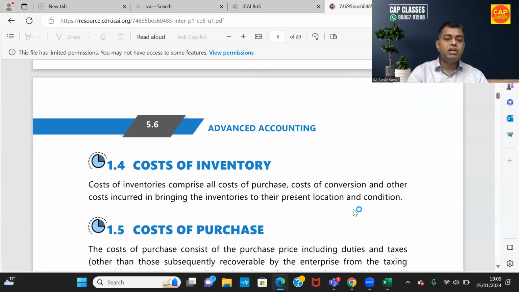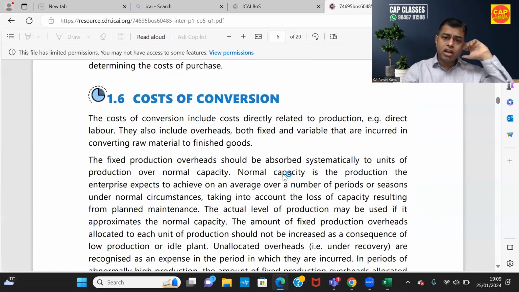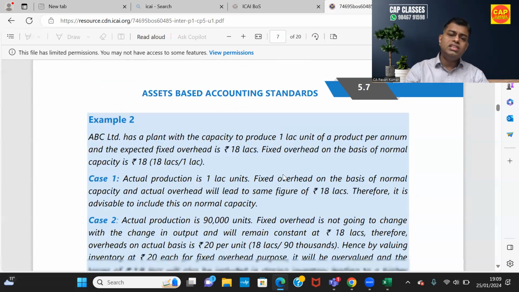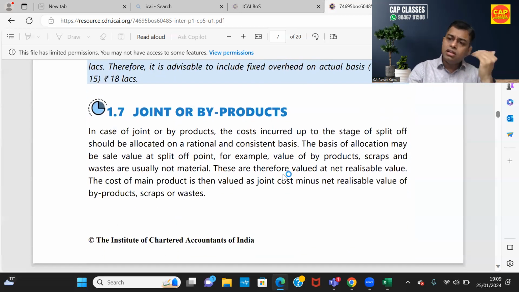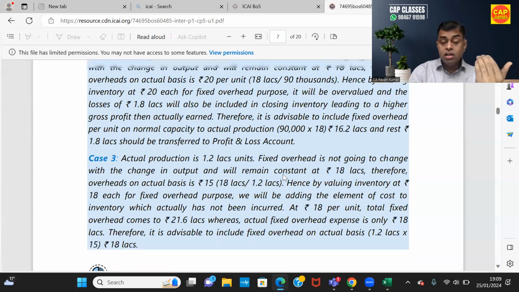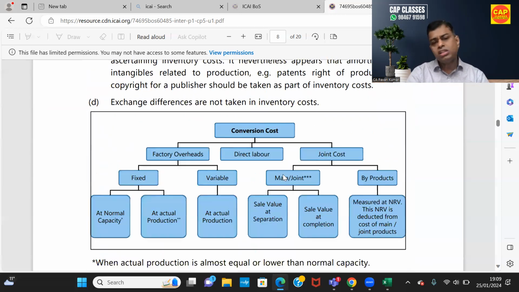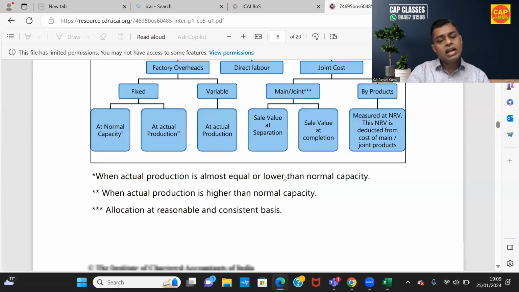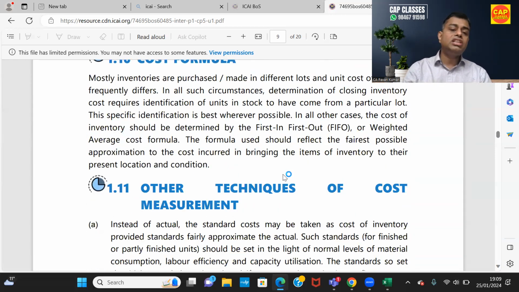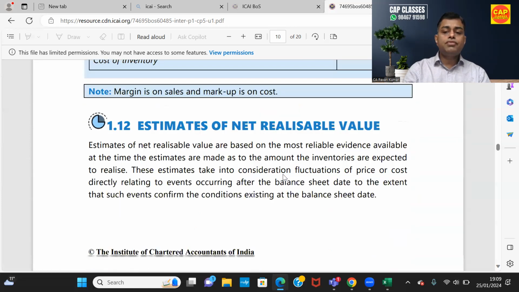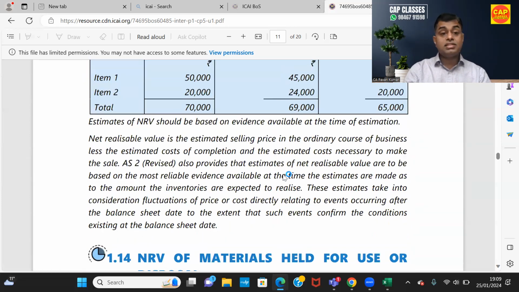Okay, we don't need to spend that much time on this. Cost of inventory, cost of purchase, cost of conversion, all these things are explained. Don't worry about that. They have given one example for fixed overheads that we'll see later. Joint products, byproducts, and conversion cost we'll also see later. Now let us go to the cost formula or something else.